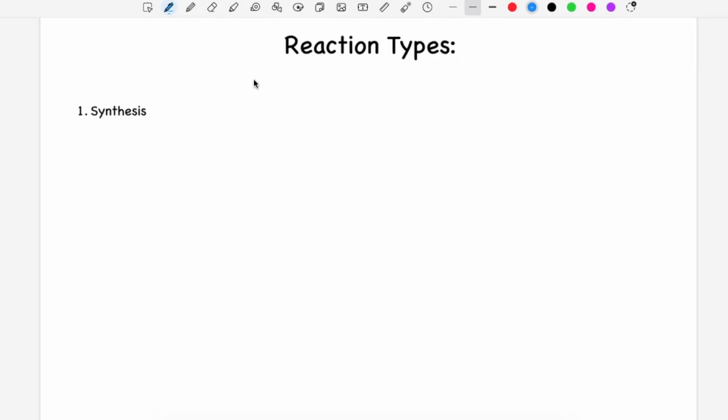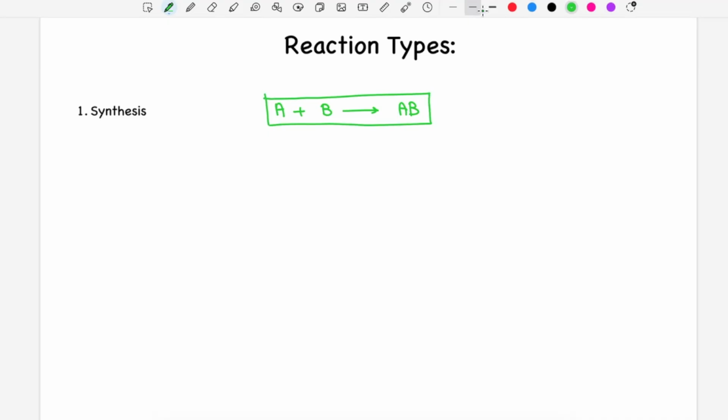So the first type of reaction is called synthesis. In a synthesis reaction, two elements or compounds combine together and end up becoming one compound. So let's say A plus B always gives us AB.